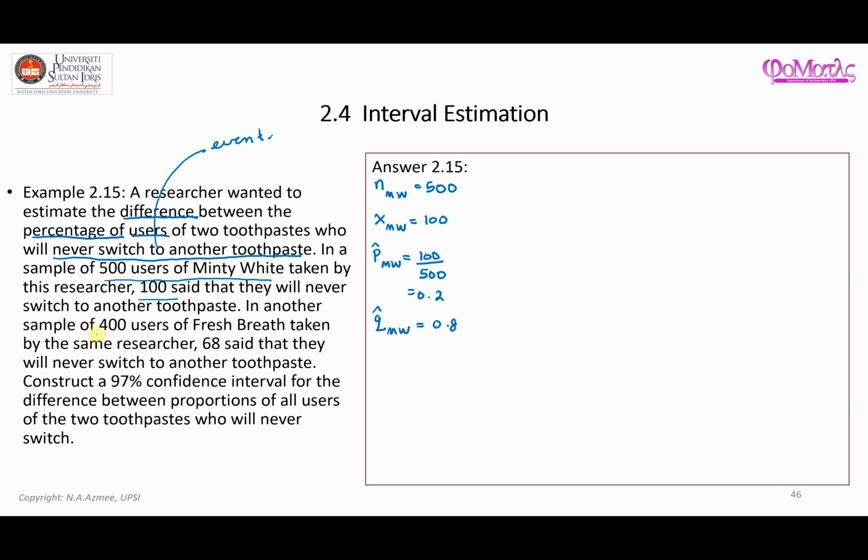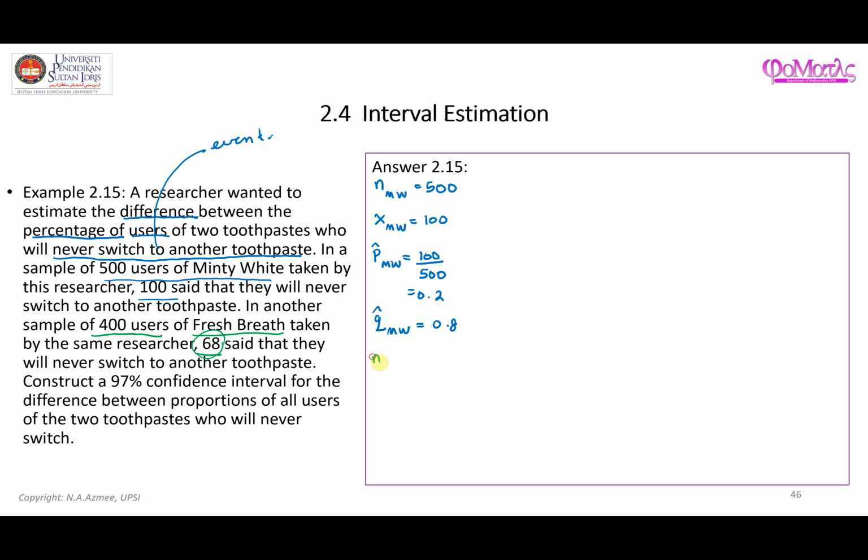Here is another sample of 400 users of Fresh Breath taken by the same researcher. 68 said that they will never switch to another toothpaste. So this one is the number of successes in the second group. Let's write down the information given here.